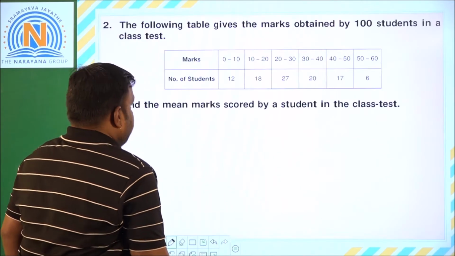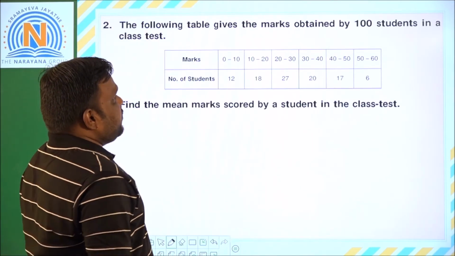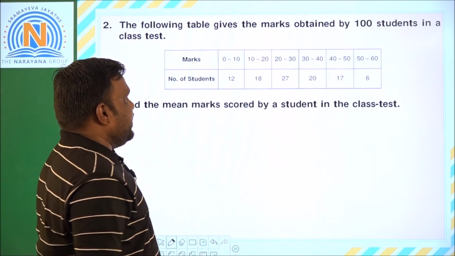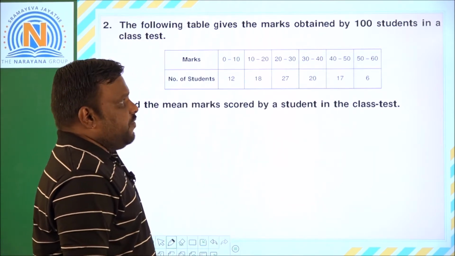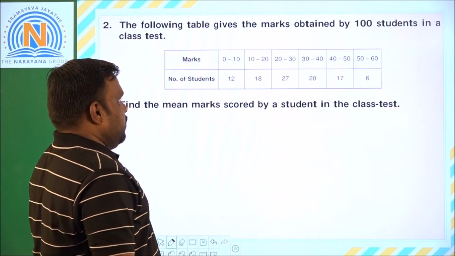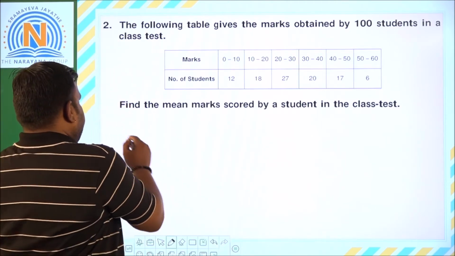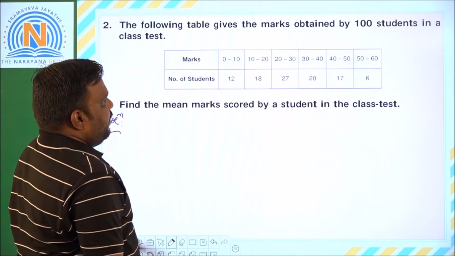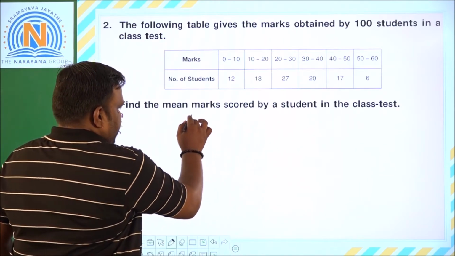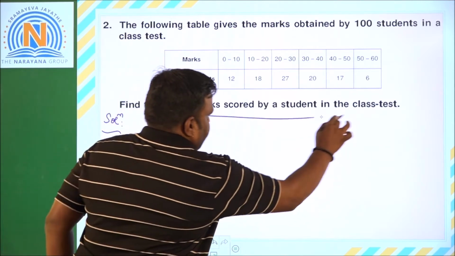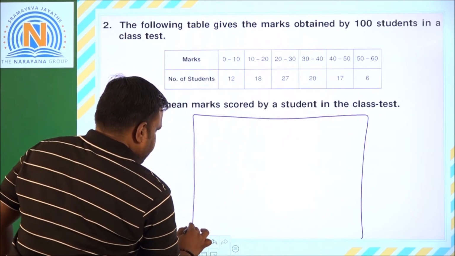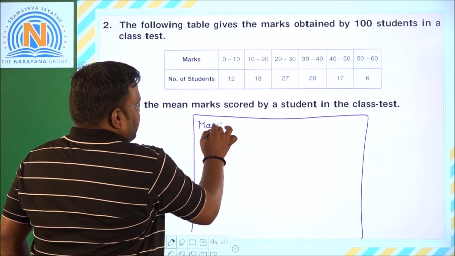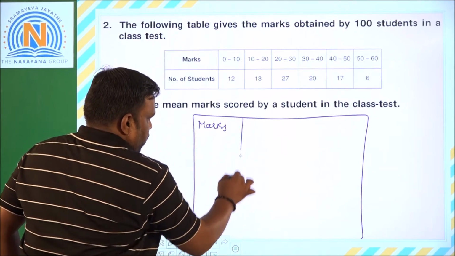Now coming to the second question, the following table gives the marks obtained by 100 students in a class test. Find the mean marks scored by a student in a class test. Here also he is asking you to find the mean. We can apply any method for solving this. Let us go with the direct method here. So here also we have marks and number of students. Again let us prepare the frequency distribution table, the columns useful for the calculation part. Marks first, and the next number of students.